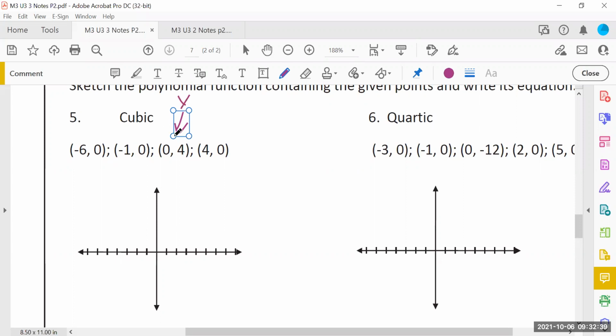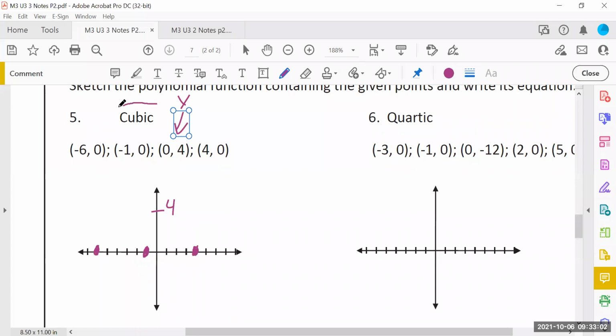Make sure you graph them correctly. If you put them in the wrong spot, it's not going to work. So -6, 0 is right there. -1, 0, right there. 0, 4 is up here. And then 4, 0 is right there.